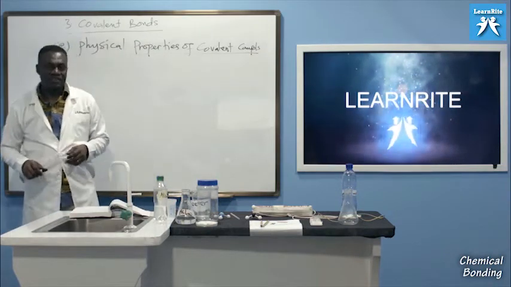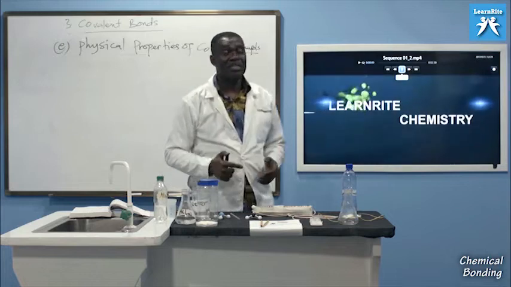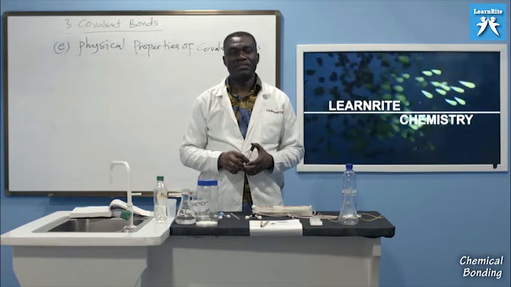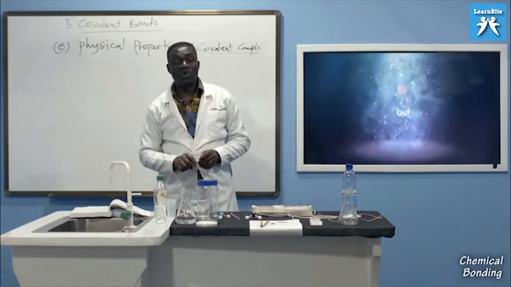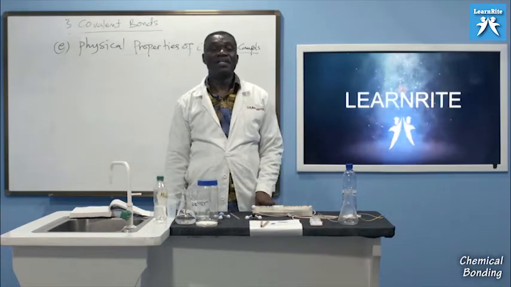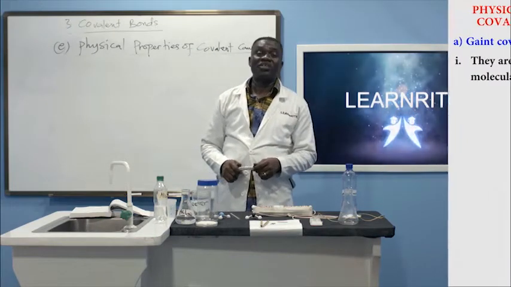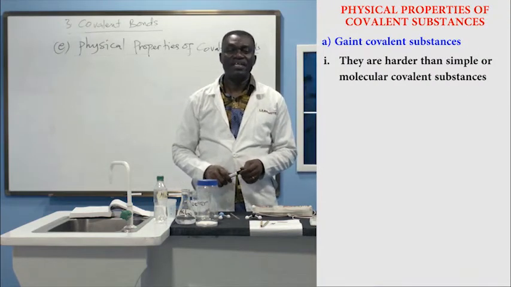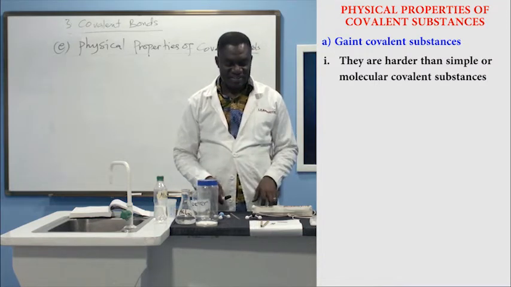Now, giant covalent substances, what do you think will be the first physical property? Looking at diamond, I have said it several times in most of our videos, I said diamond is a very hard substance. Silica is a very hard substance. That is what is used in doing the POP in our ceilings, or used as POP when someone is injured in the hospitals. That is silica. And plastic is sometimes quite hard too. So for giant covalent substances, the first physical property is that they are hard, or harder than the simple or covalent molecular substances. Let's see an example.